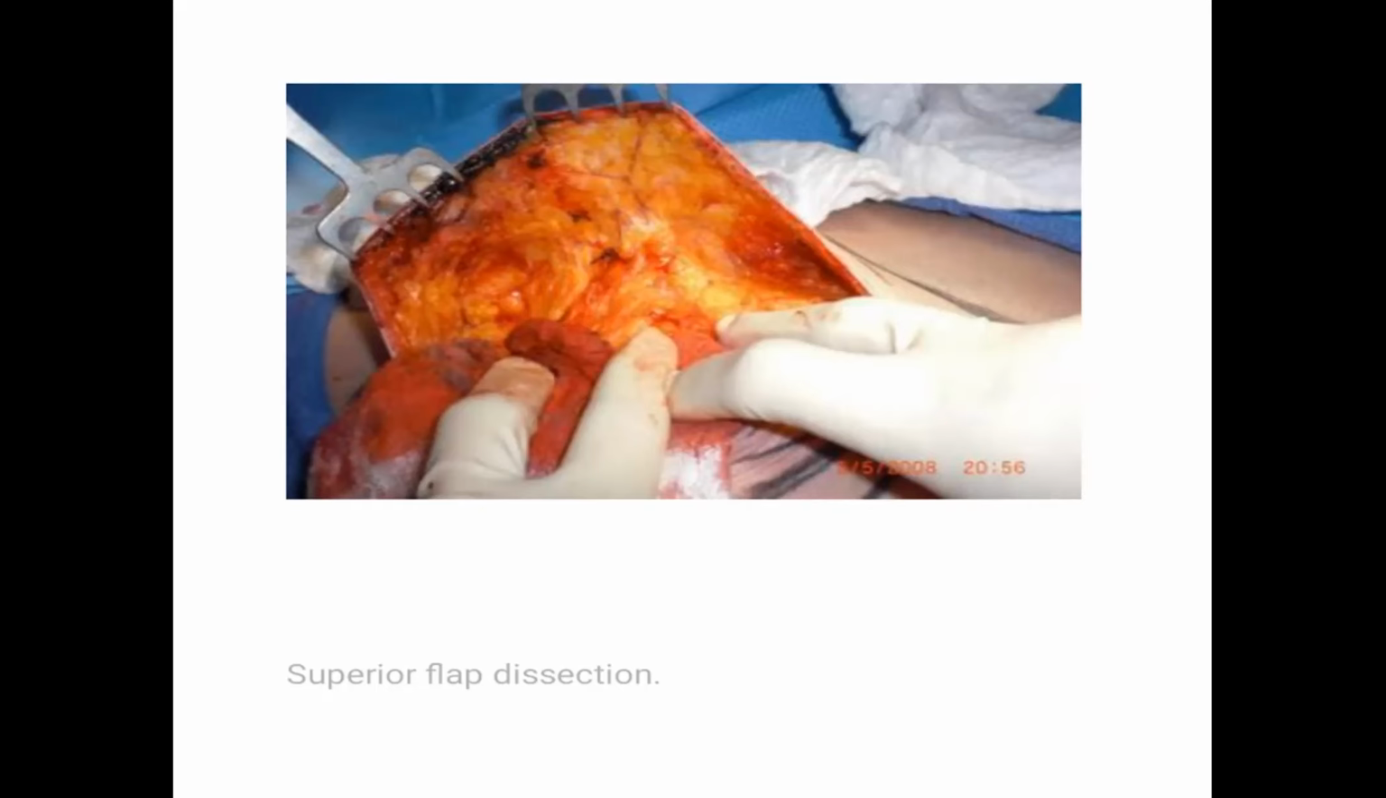Creation of the flap goes on circumferentially through the margins I mentioned earlier: to the subclavius superiorly, 3 to 4 centimeters below the inframammary fold inferiorly, to the mid-sternal point medially, and then laterally to the anterior border of the latissimus dorsi.